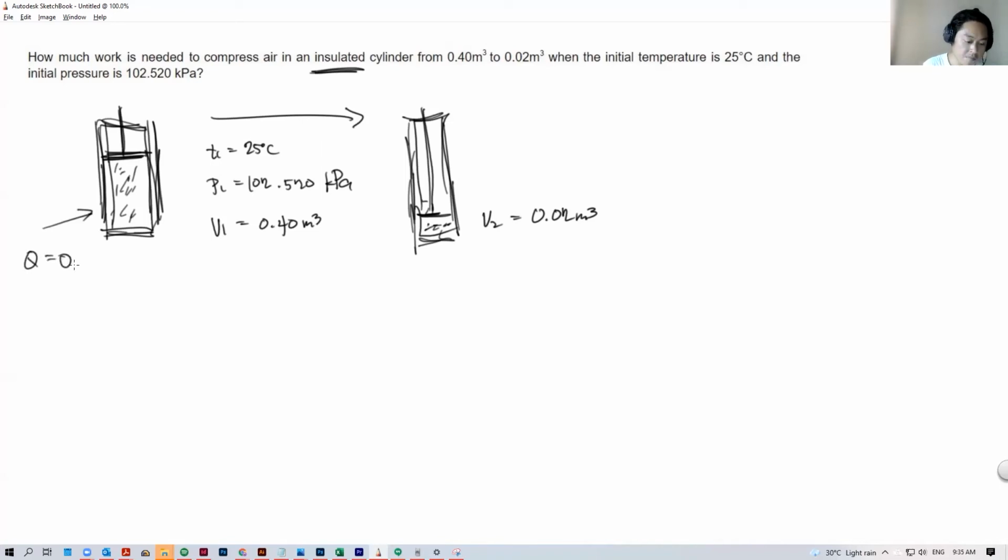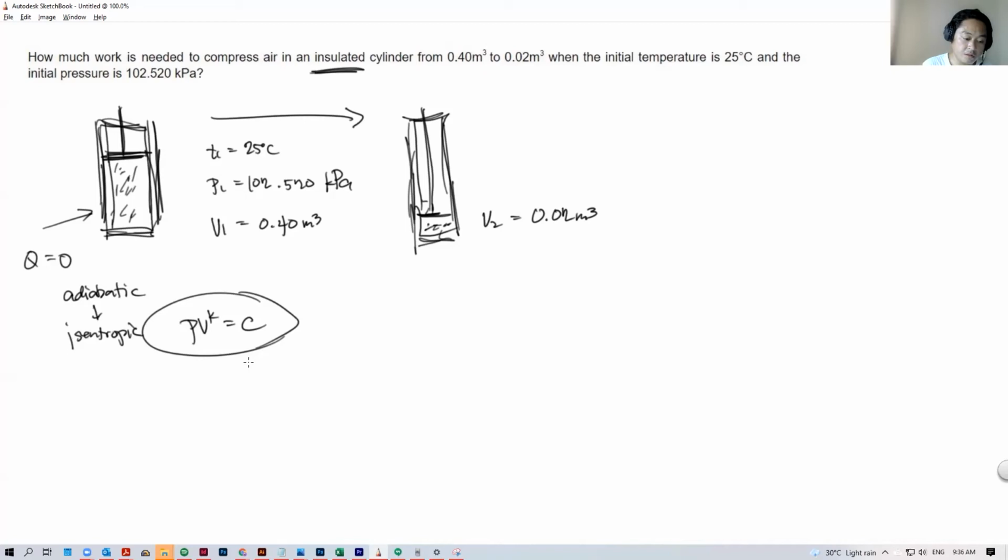Now we're going to assume that this is a reversible process as well, because if there's no heat coming into our system, we can say that the process is adiabatic, and we assume that this is a reversible process because we can just assume this is an ideal process. So this is going to be a reversible adiabatic, and reversible adiabatic is just an isentropic process. And for an isentropic process, if you can recall, PV^k is constant.